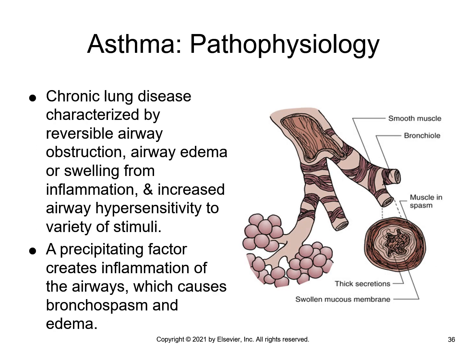Asthma is a chronic lung disease characterized by reversible airway obstruction, airway edema, or swelling from inflammation, and increased airway hypersensitivity to a variety of stimuli. With asthma, a precipitating factor creates inflammation of the airways. This causes bronchospasm and edema.